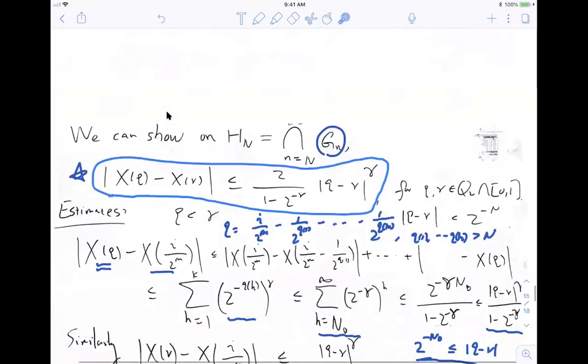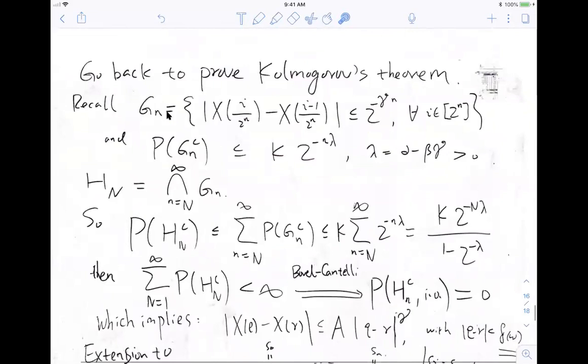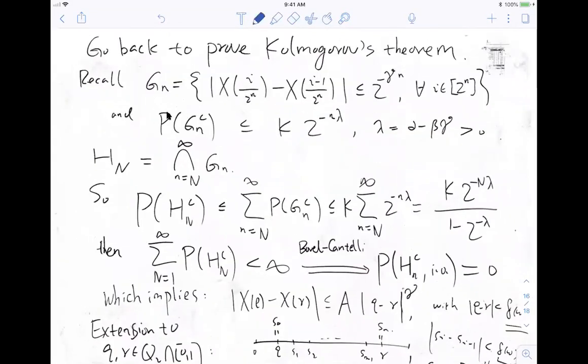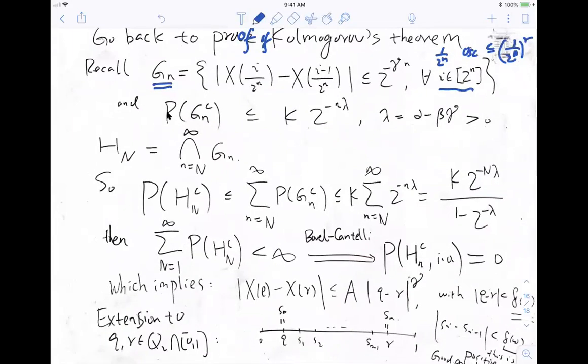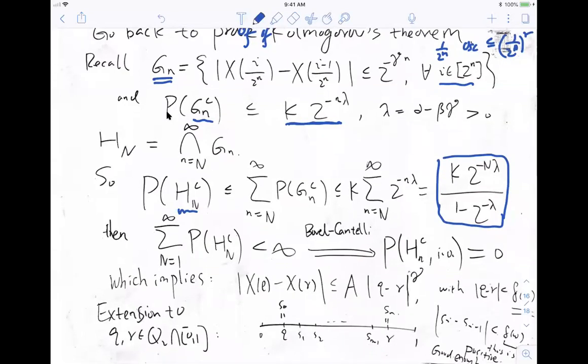So let's sum up. Go back to the proof of the theorem. This is our previous definition. Gn says in the time scale 1/2n, the oscillation is less than 2n over gamma. And we can estimate the complement GNC by Chebyshev inequality, like this. So we can estimate the complement of Hn by this number. This is basically just by computation, summing up all these things.